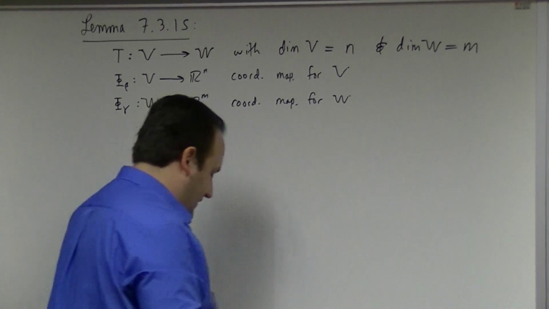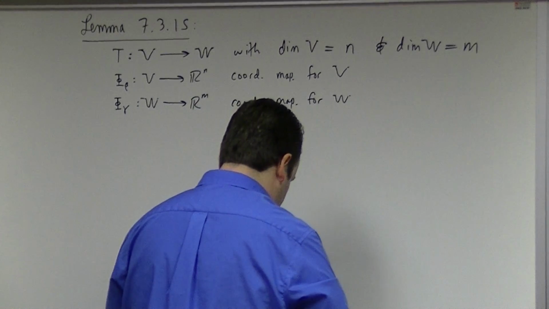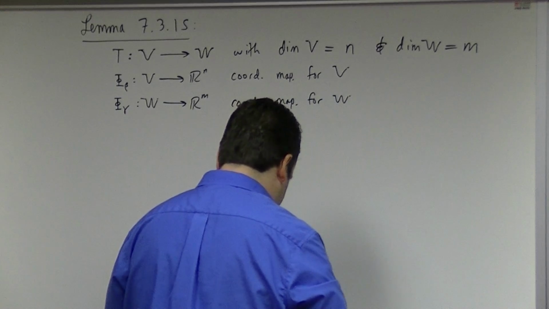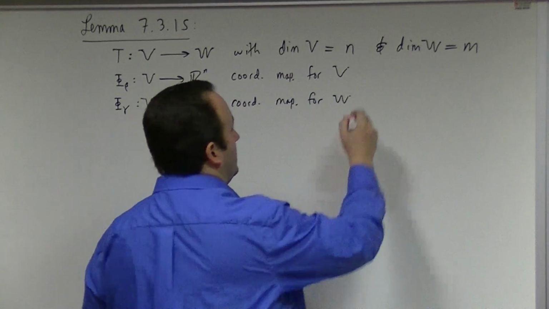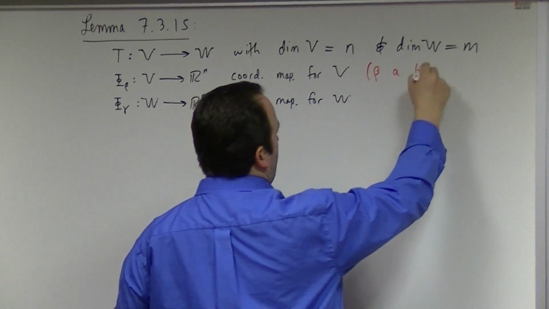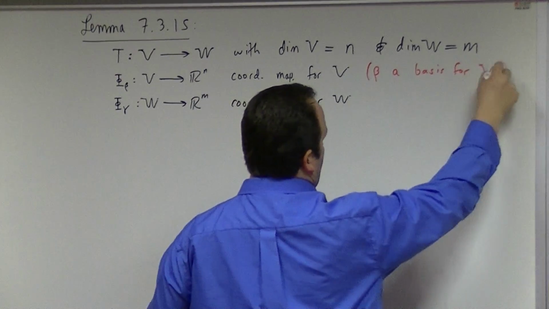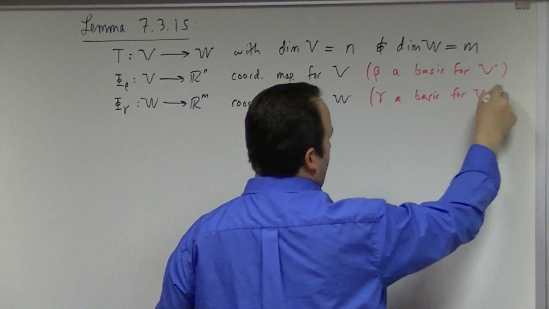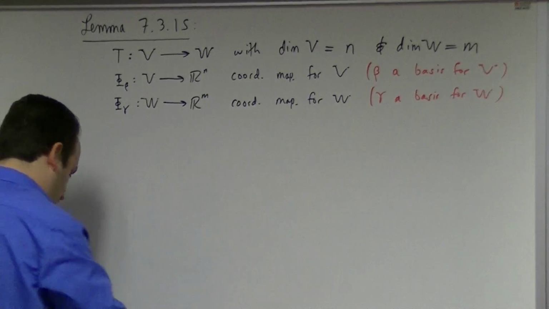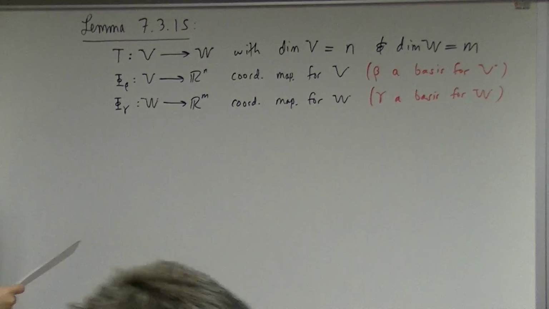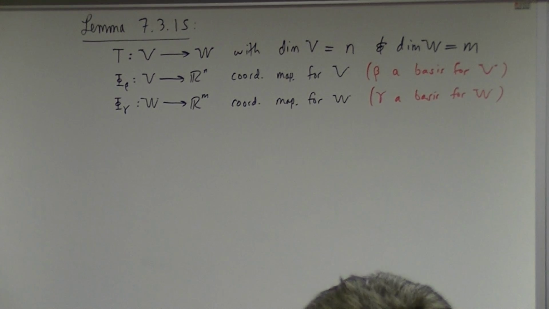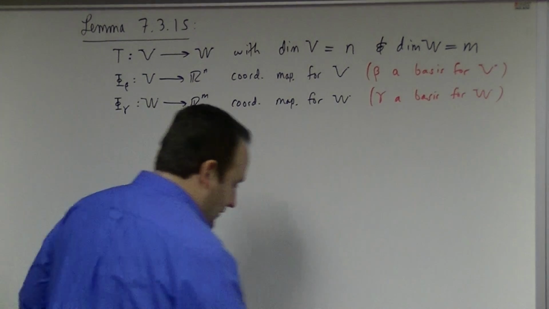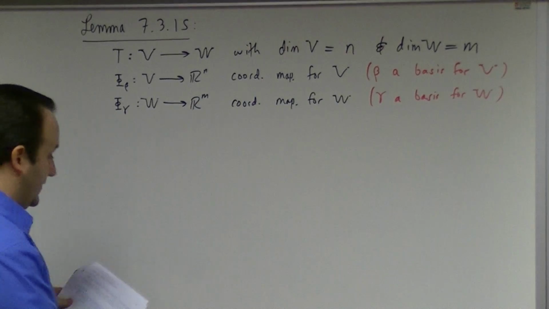So obviously I'm assuming that beta is the basis for V, and I'm assuming gamma is the basis for W. Okay. Now, if all that's true, then I can relate the null space of the matrix for T to something about the kernel of T. So let me just state the theorem, and then we'll prove it.